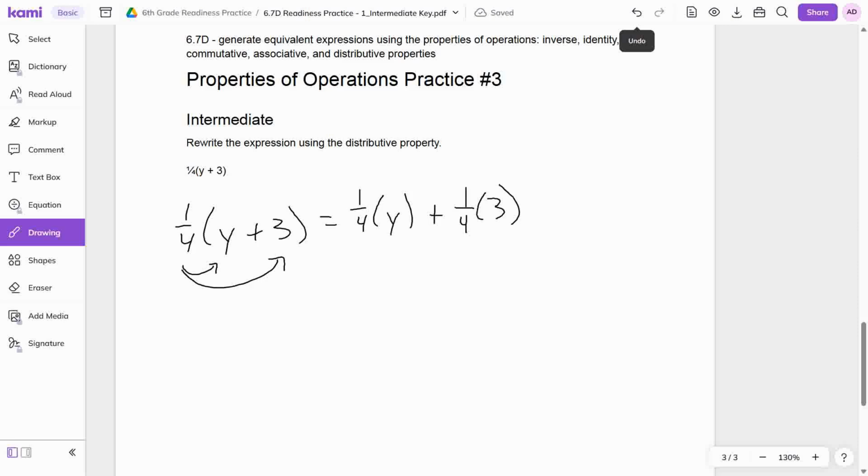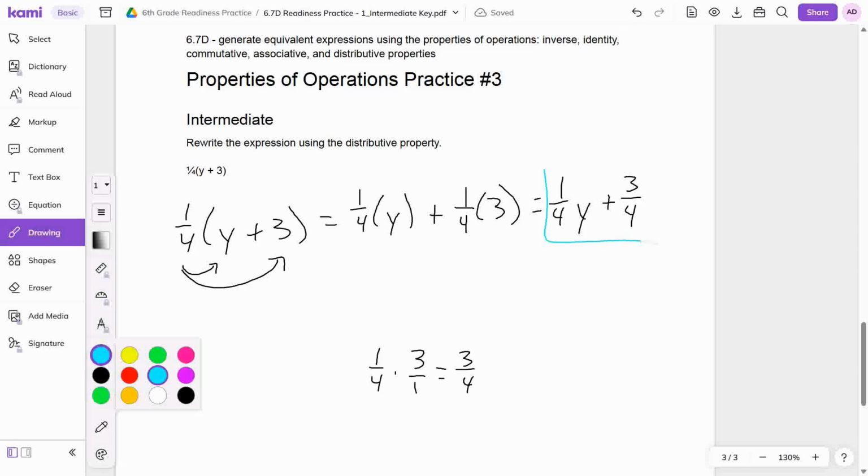Now I can simplify this a little bit. I don't really need parentheses between the 1/4 and the y. So I can just leave this as 1/4 y, and then 1/4 times 3, right. Think of it as 3 over 1. When you multiply fractions, you go straight across. This would probably be best represented by 3/4. So 1/4 y plus 3/4 is the simplest form using our distributive property.